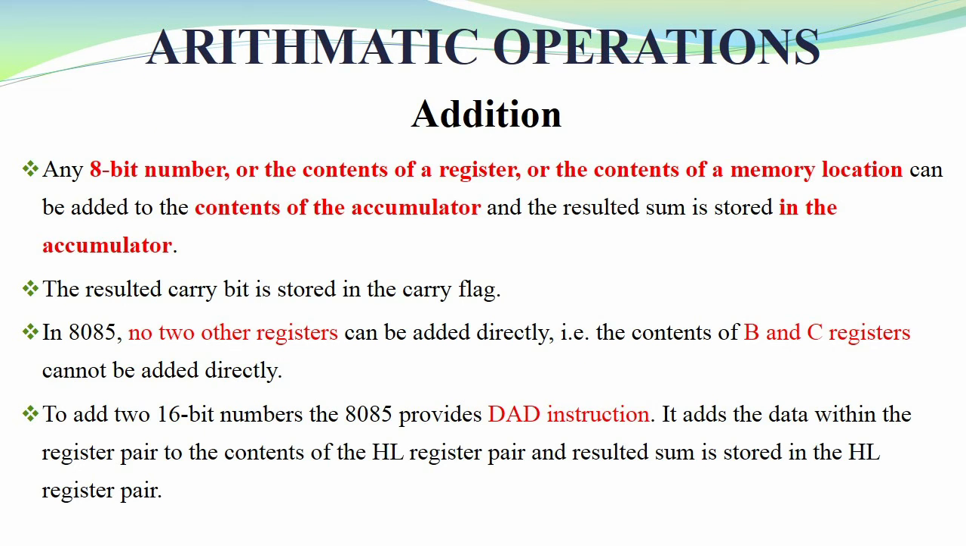Addition operation. Any 8-bit number or the content of a register or the content of a memory location can be added to the content of the accumulator and the resulted sum is stored in the accumulator register. The resulted carry bit is stored in the carry flag. In 8085, no two other registers can be added directly. That is, the content of B and C registers cannot be added directly.